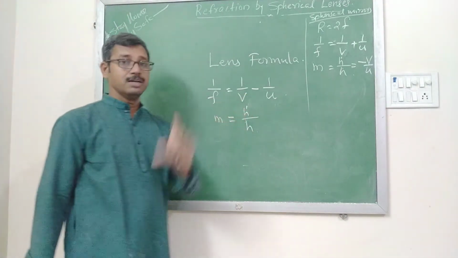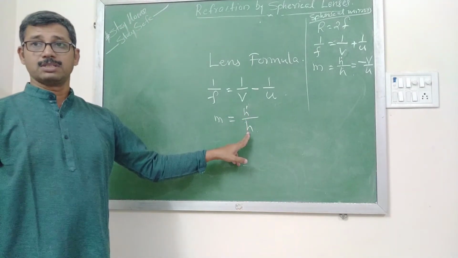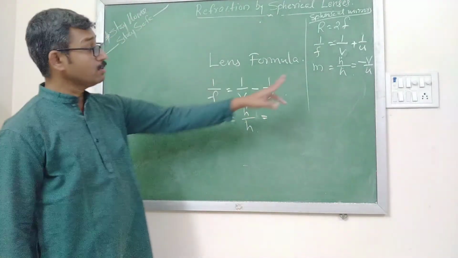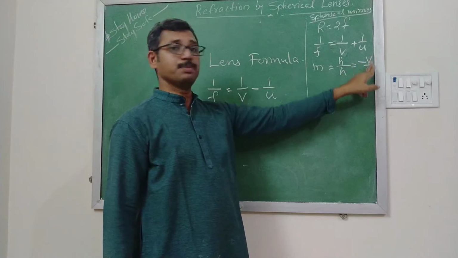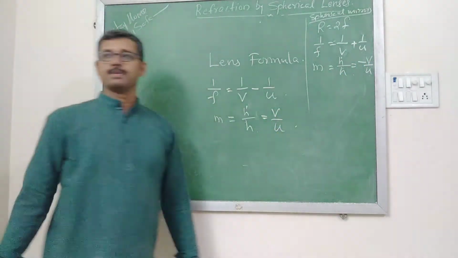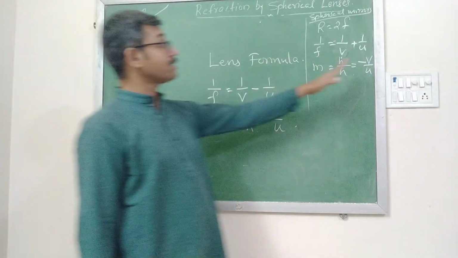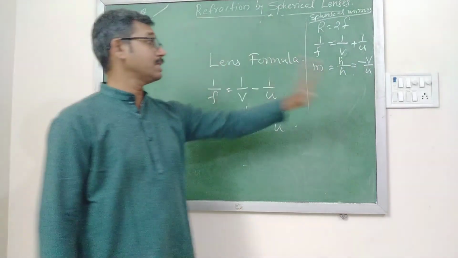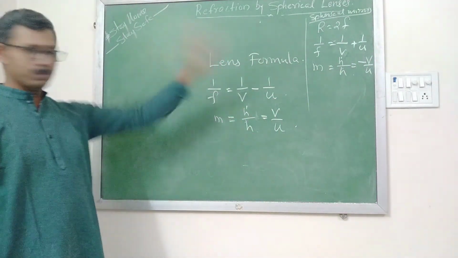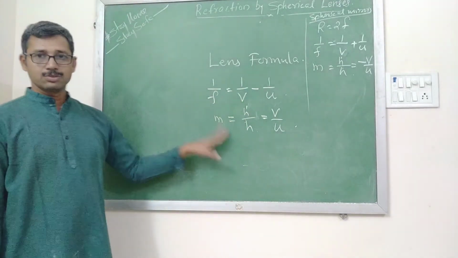h dash is the height of the image upon the height of the object. So again, here the magnification is minus v upon u. No, here it is just v upon u, there is no minus. Sure? Normally here the image is formed on the opposite side, sometimes it is formed on the same side. Anyway, that is the magnification.